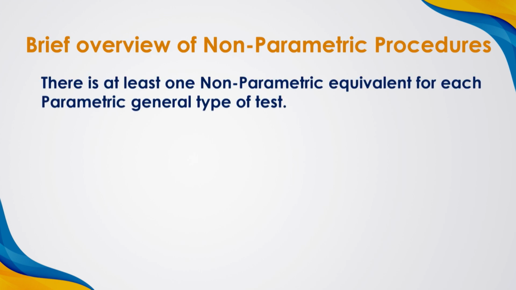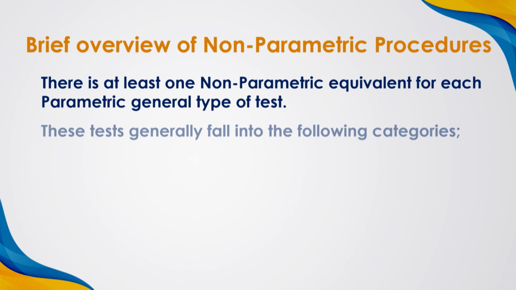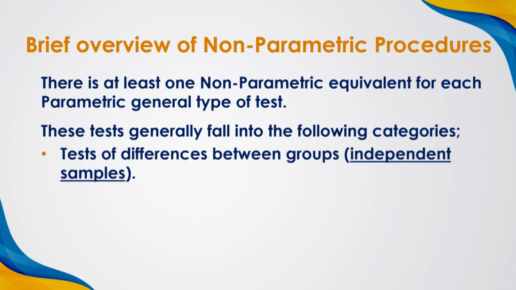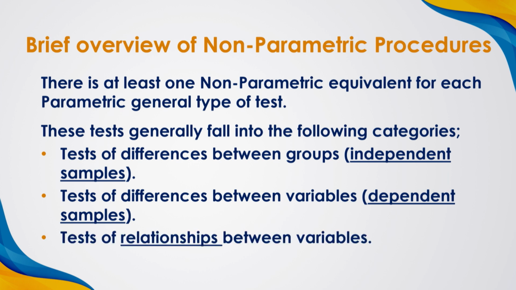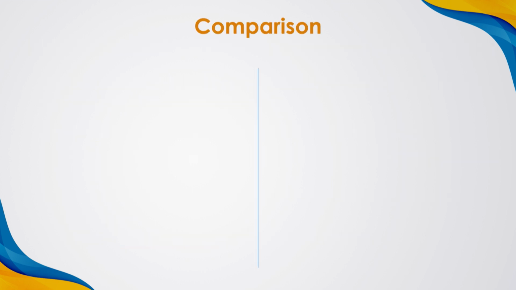There is at least one non-parametric equivalent for each parametric general type of test. That means, corresponding to every parametric test, there is a non-parametric test. These tests generally fall into the following categories: tests of differences between groups, that is called independent samples; tests of difference between variables, this is called dependent samples; tests of relationship between variables.